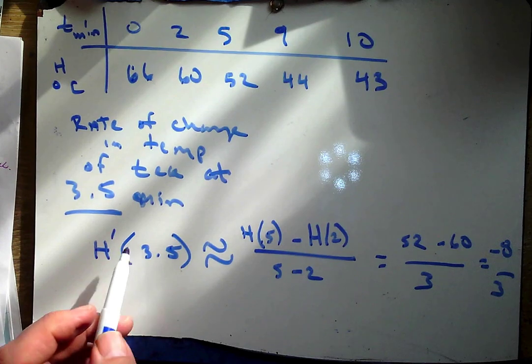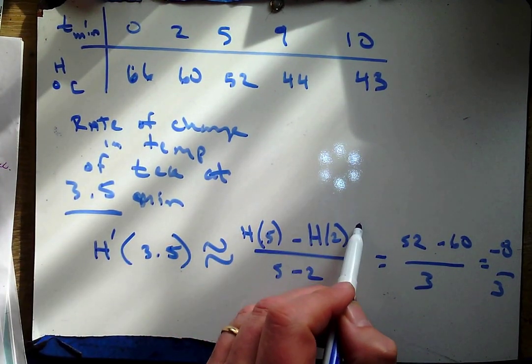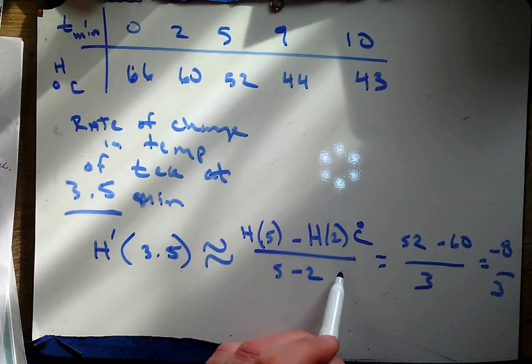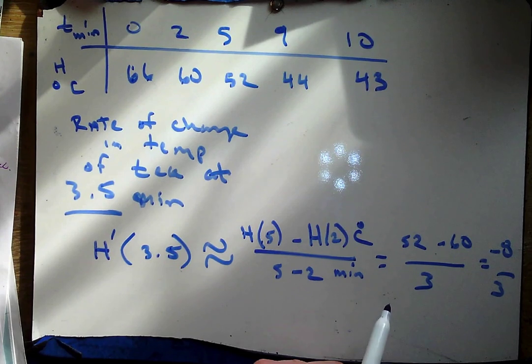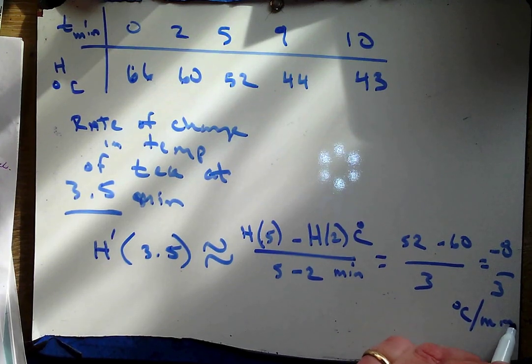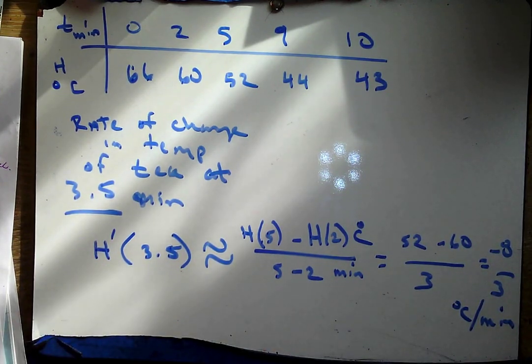And what are the units here? Well, the units on h prime. The units on h are degrees Celsius, and the units down here, time, these are minutes. And so this negative 8/3 is going to be degrees Celsius per minute. Okay, show the computations that lead to the answer, but there's no justifying here. So there's my answer, good to go.